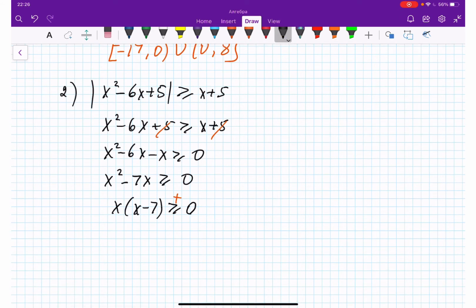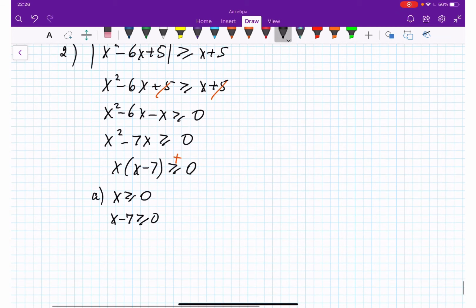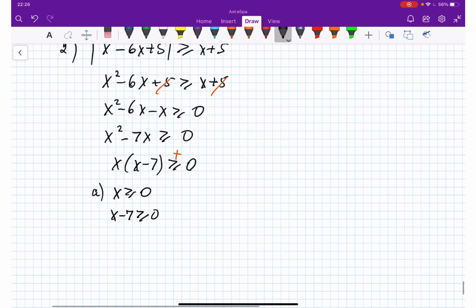So first one, x greater or equal to 0 and x minus 7 greater or equal to 0. Yes? So from here, x is greater or equal to 7 and x is still greater or equal to 0. So the common answer, if this is your 0 and then this is 7, is going to be x greater or equal to 7, right? Okay. B.